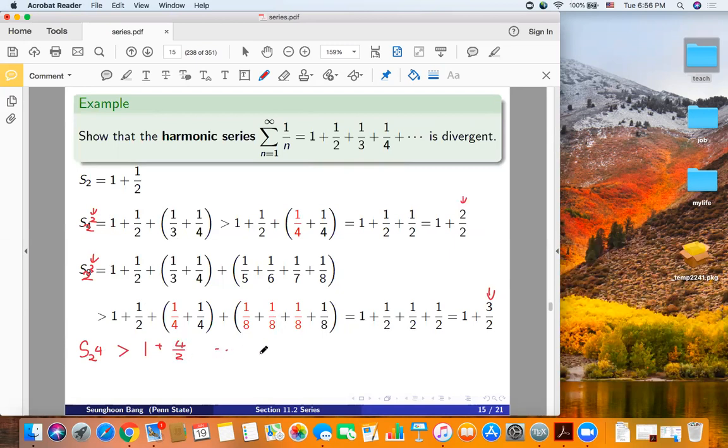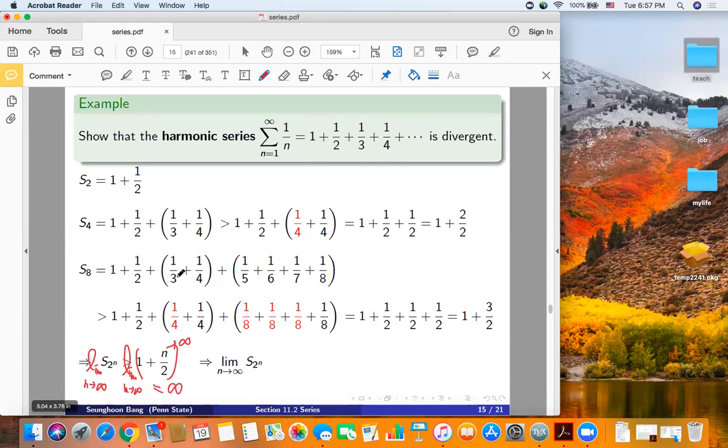So keep going. What is S to the 2 to the n? Greater than 1 plus n over 2. This is the whole idea. So this is 1 plus n over 2. Take limit. So what happens? Take limit, n approaches infinity. As n goes to infinity, n over 2 goes to infinity. 1 plus infinity is infinity.